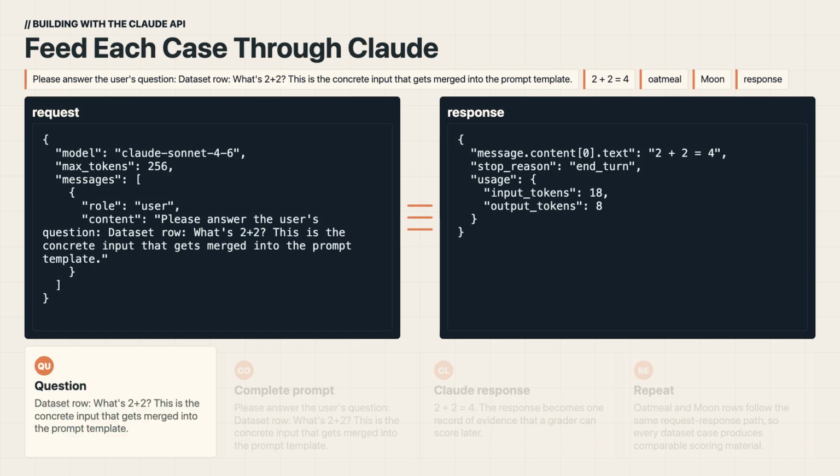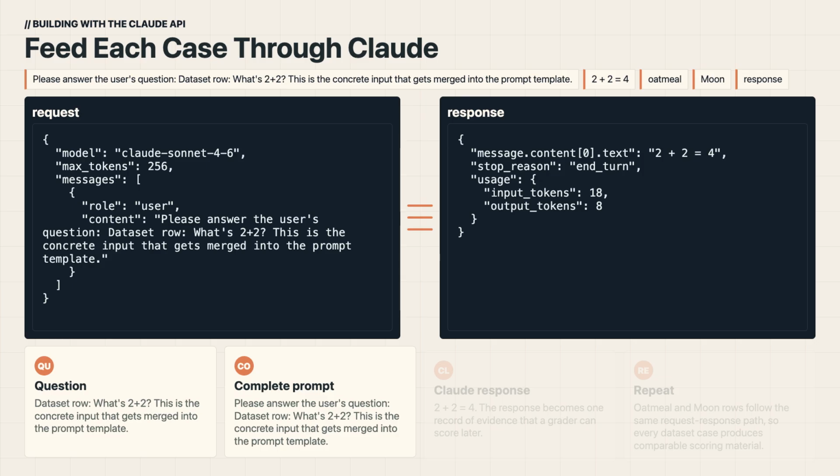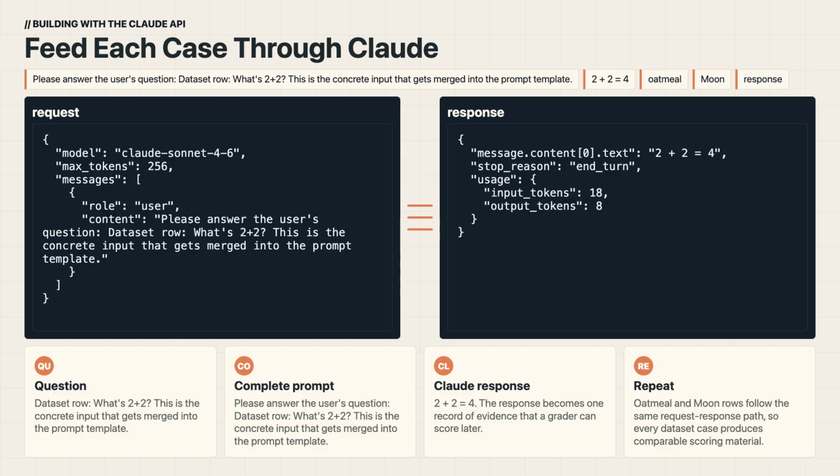Now each dataset row gets merged into the prompt template. The math row becomes, "Please answer the user's question, what is 2 plus 2?" Claude might answer, 2 plus 2 equals 4. The oatmeal row might produce cooking instructions, and the moon row might produce a distance answer. The request boundary means the concrete prompt your code sends to Claude, plus the response your code receives, for one dataset case at a time. Think of this as a row-by-row factory. Every row creates a complete prompt. Every complete prompt creates an answer, and every answer becomes material for scoring.